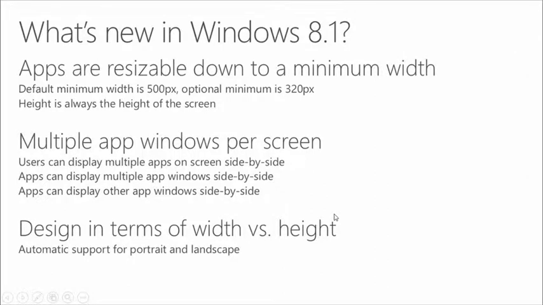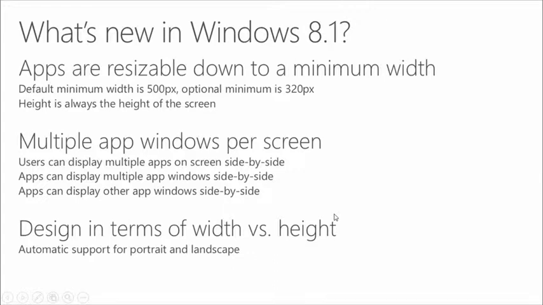So if we think about some of the things that are new in Windows 8.1, apps are resizable down to a minimum width. The default minimum width is 500 pixels. If your app is going to be used in a multitasking scenario quite a bit, it's good to invest in the optional minimum 320 pixel width. This was a fixed size we called snap state, but now it's a minimum size because the windows are variable in width.